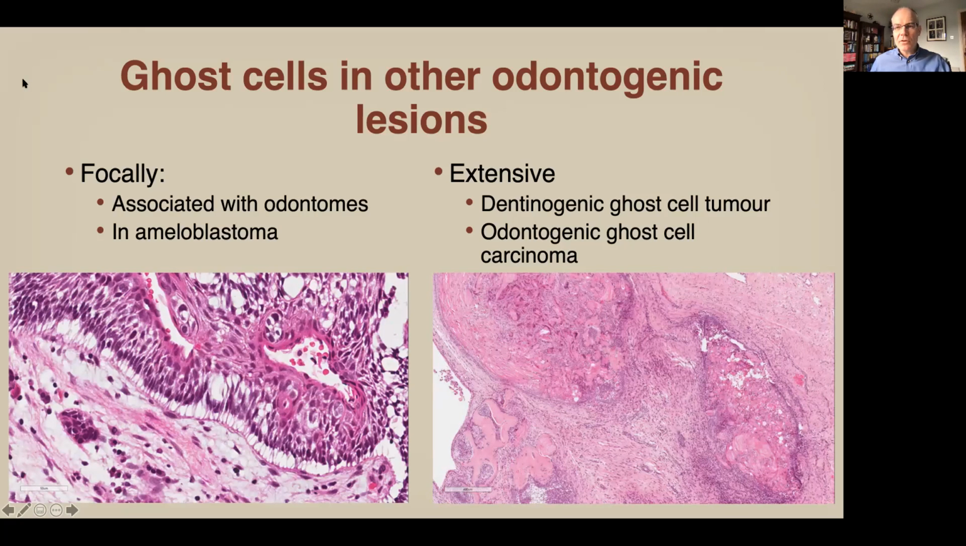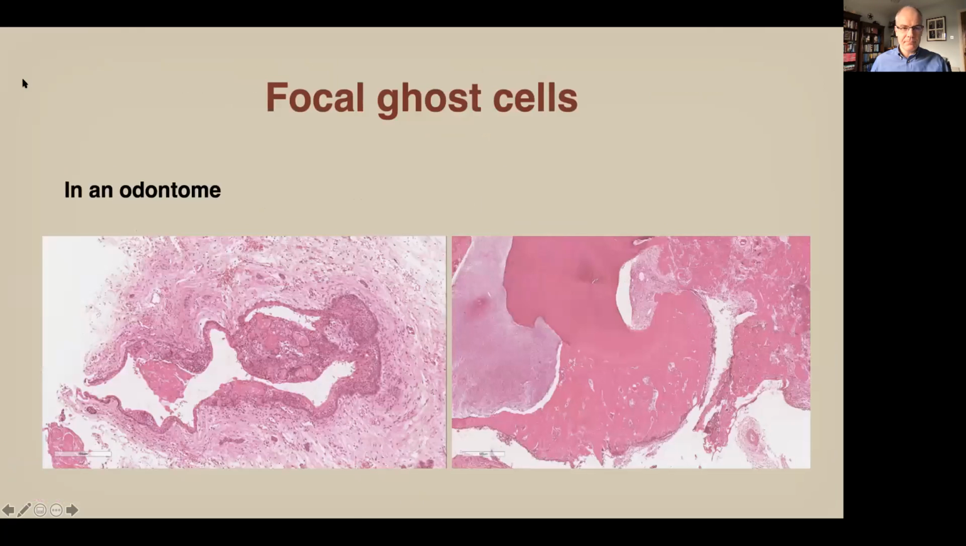But we see ghost cells in a number of different lesions in the jaws. Focally, sometimes we see them in ameloblastomas, as I say, classically associated with odontomes, and then extensively in the dentinogenic ghost cell tumour and its malignant counterpart. Very focally, here's an example of a little focus of ghost cells, which we had in relation to an odontome. The ghost cells are seen in the epithelium on the left-hand panel, and the odontome, which was present, on the right-hand panel.